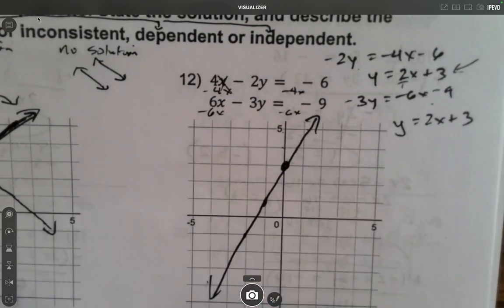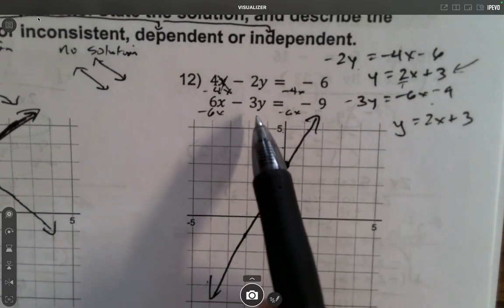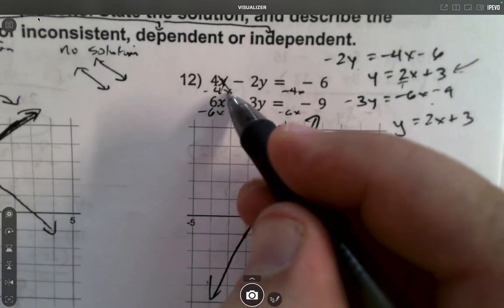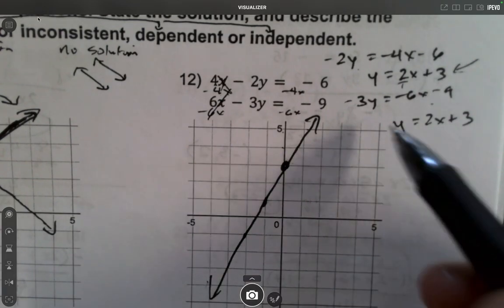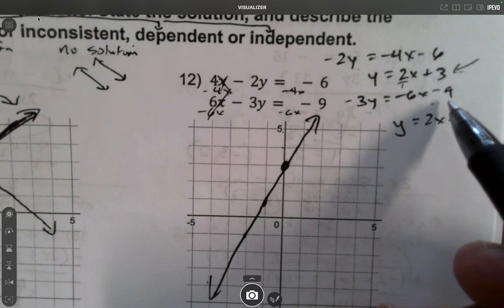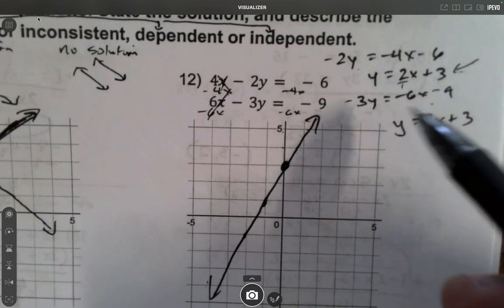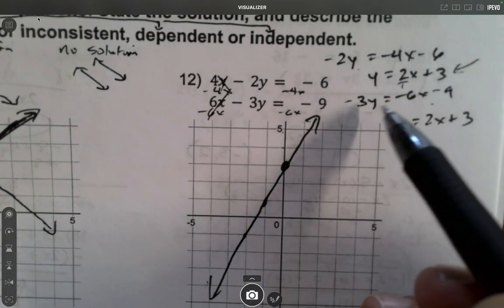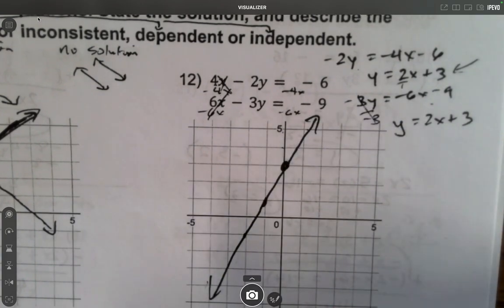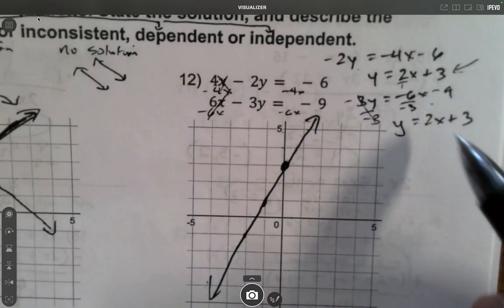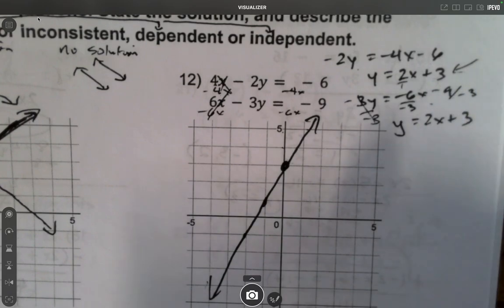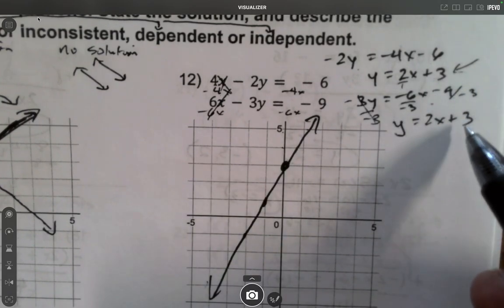So now let's rewrite the second equation and see what we get. I want to get y by itself. So I subtract 6x from both sides so that the negative 3y is by itself. That gives me negative 3y equals negative 6x minus 9. Y is being multiplied by negative 3, so we need to do the opposite and divide everything in this equation by negative 3. So we divide this by negative 3, cancels out. Divide this by negative 3. Negative 6 divided by negative 3 is positive 2. Divide this by negative 3. Negative 9 divided by negative 3 is positive 3.